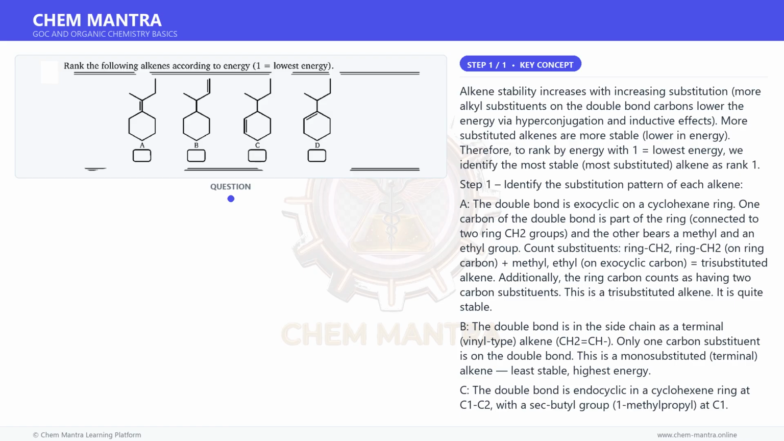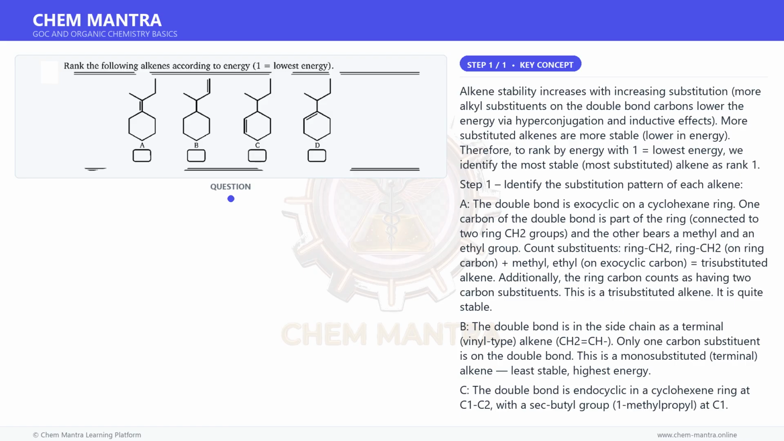Step 2. Rank by stability. Most stable equals lowest energy equals rank 1. A is trisubstituted exocyclic, very stable. Rank 1, lowest energy. C is trisubstituted endocyclic, also trisubstituted, but endocyclic alkenes are generally comparable between A and C. A has the gem-disubstituted exocyclic pattern, methyl plus ethyl on one carbon, two ring carbons on the other, and C has sec-butyl endocyclic. A is ranked more stable, rank 1, and C is next, rank 3.